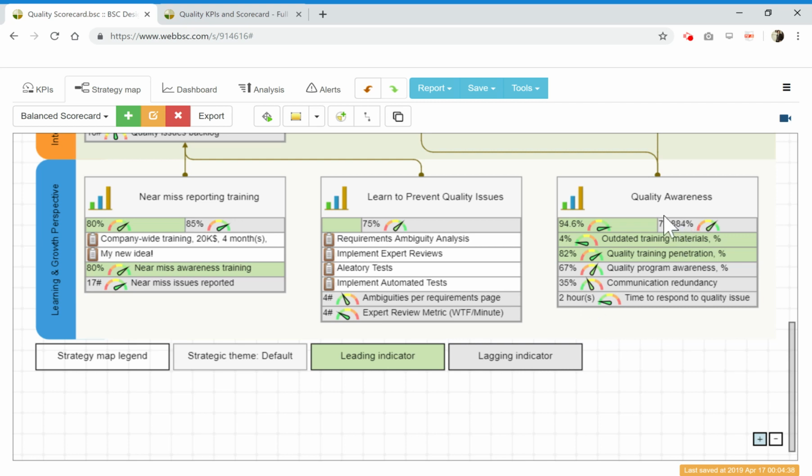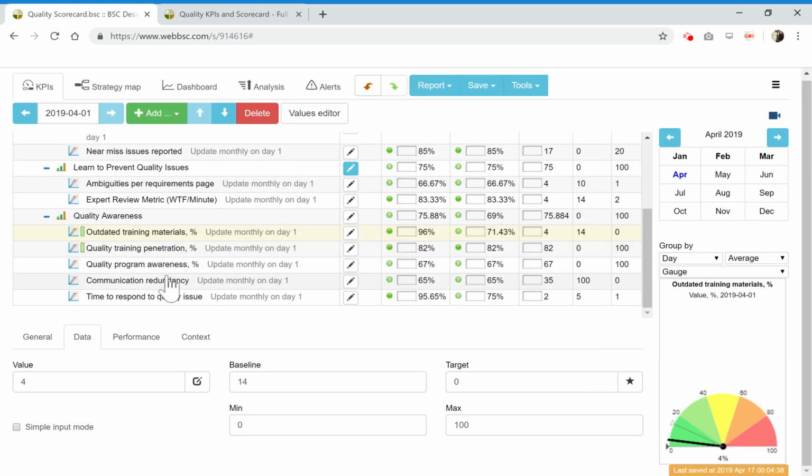But in some way, the software calculated this value for me. How did the software do this? It normalized the value. What does it mean? It means that for this time to respond to quality issues, we have specified two measurement scales. One is from 1 hour to 24 hours.